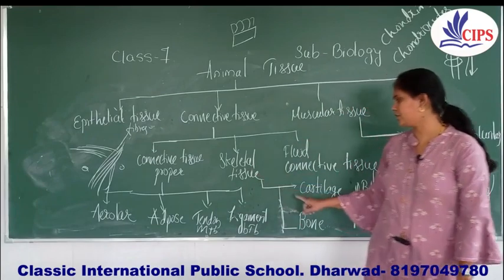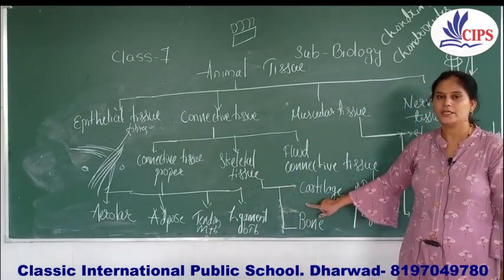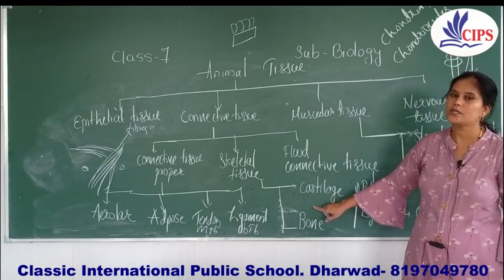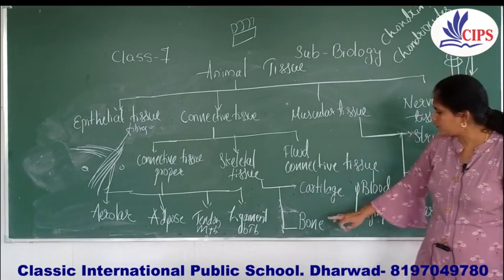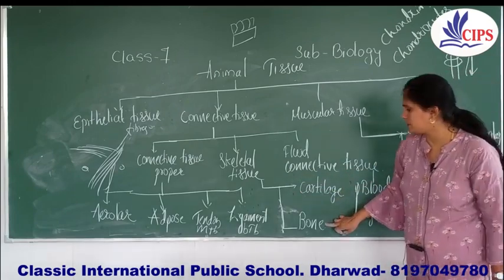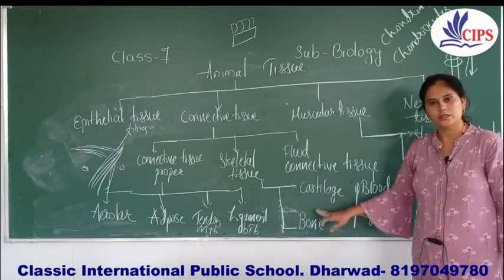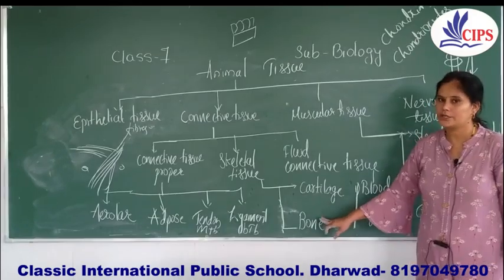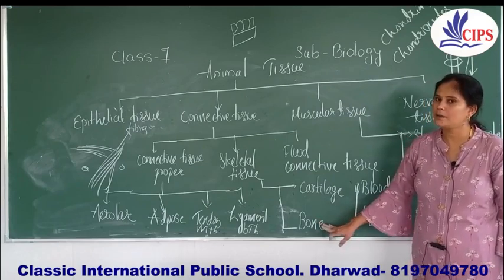So what are the functions of the skeletal tissue? This skeletal tissue provides the elasticity and also supports the body. Now next we will move to another type of skeletal tissue called bone. In the bone also, it is made up of a hard connective tissue. The matrix is solid and the cells are present.